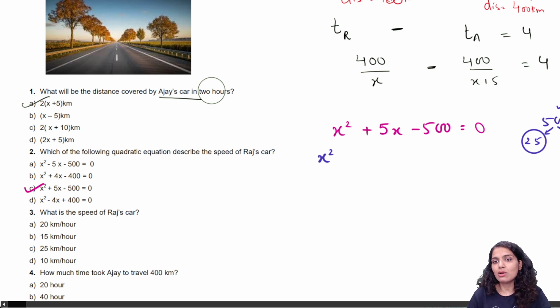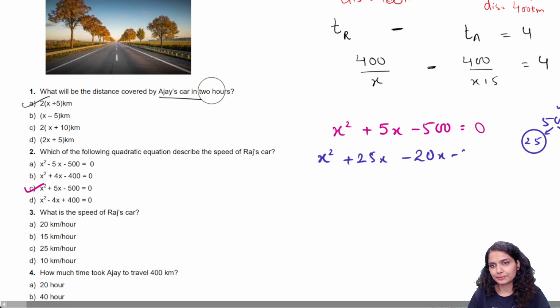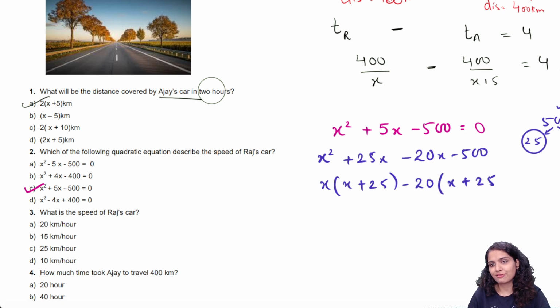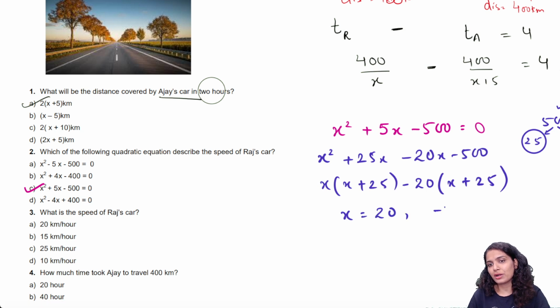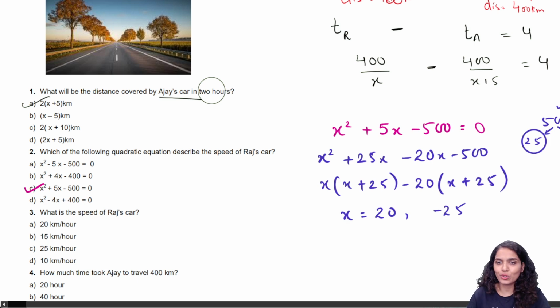Yes, now look at the sign. I want a positive 5x. So obviously the bigger number has to be positive. So (x + 25)(x - 20). So the answer can be either 20 or negative 25, and we can eliminate this option, and we got this. Now what is x that we supposed?